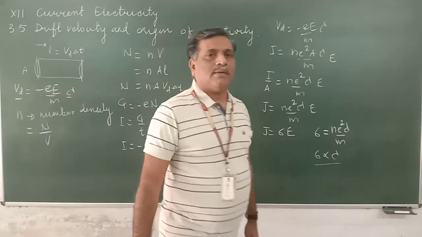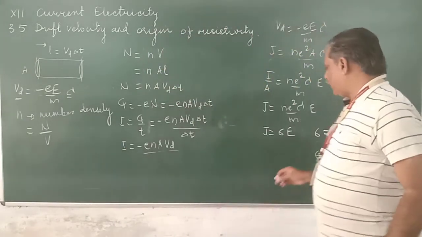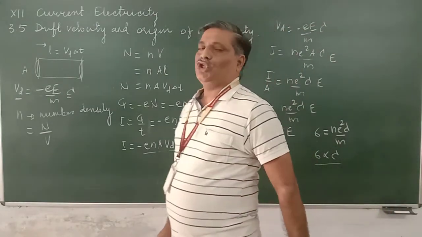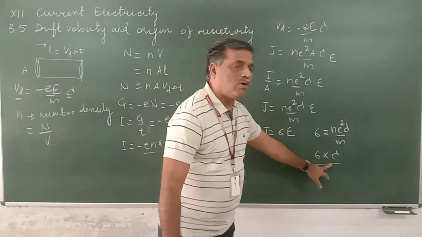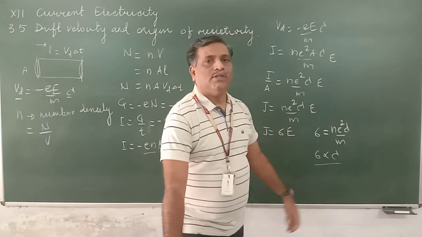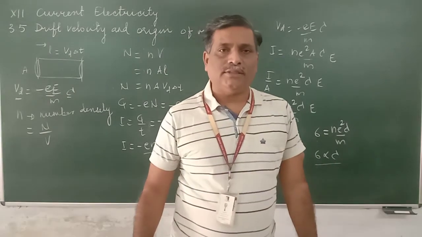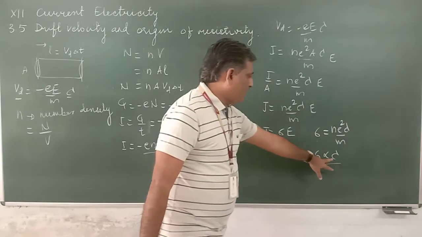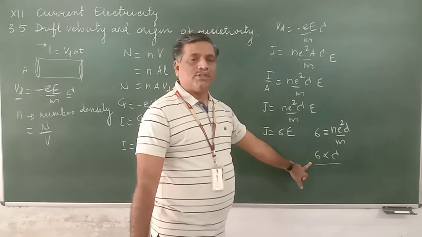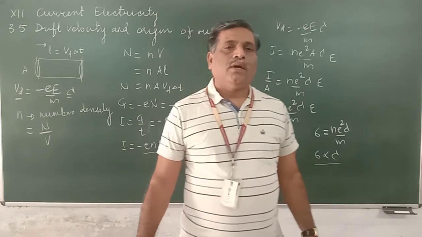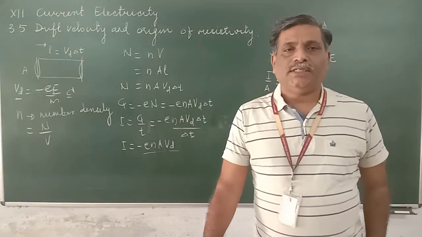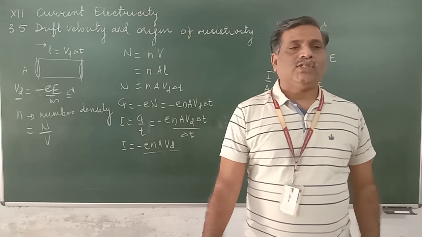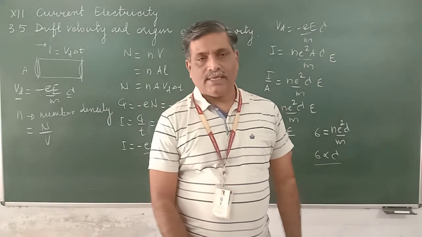Now let us discuss temperature. Suppose that temperature is increasing. When temperature increases, tau decreases because of more collisions. Relaxation time decreases because the number of collisions is increasing. And as soon as tau decreases, sigma will decrease. So in case of a conductor, when temperature is increasing, resistance increases. When temperature is decreasing, resistance decreases.